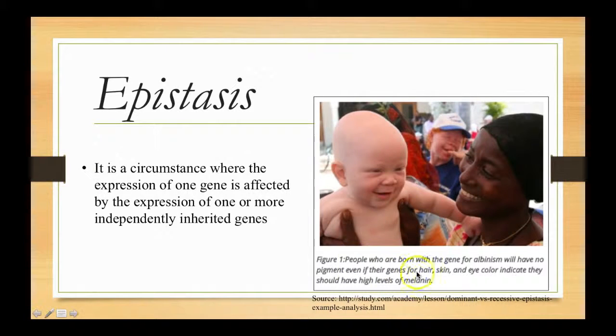So the best example here is the picture I have. If a person has the gene for albinism, his or her hair, skin, eyes, or whatever will not have pigment, no matter what other genes say their color should be, because the gene for albinism is a bully gene, and that bully gene, the epistatic gene, is controlling everything. So albinism, epistasis, and epistasis is one gene affecting other genes.